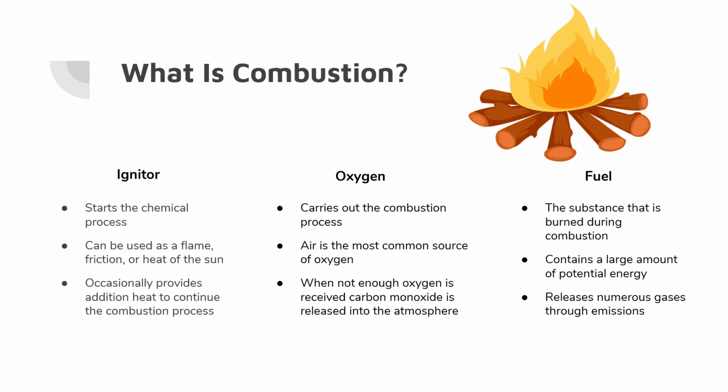The igniter starts the chemical process and is generally used as a flame, friction, or the heat of the sun. And occasionally, it provides additional heat to continue the combustion process. Just like a campfire, oxygen is needed to continue the burning process. Air is generally the most common source used for oxygen. When not enough oxygen is received, carbon monoxide can be released into the atmosphere during the combustion process.